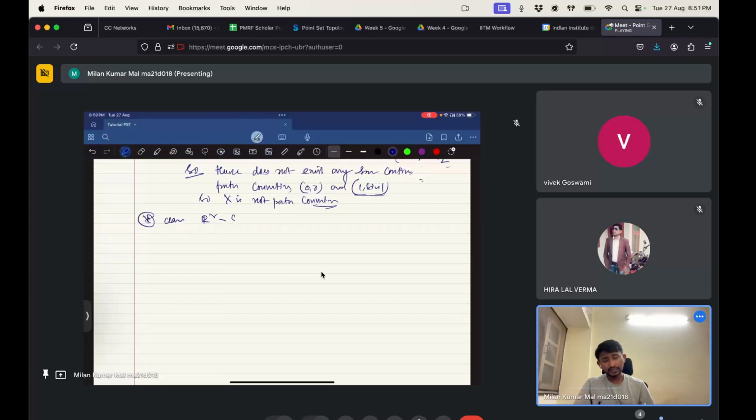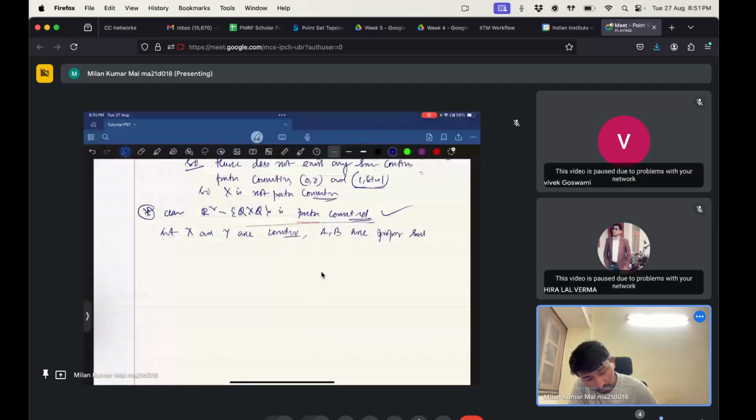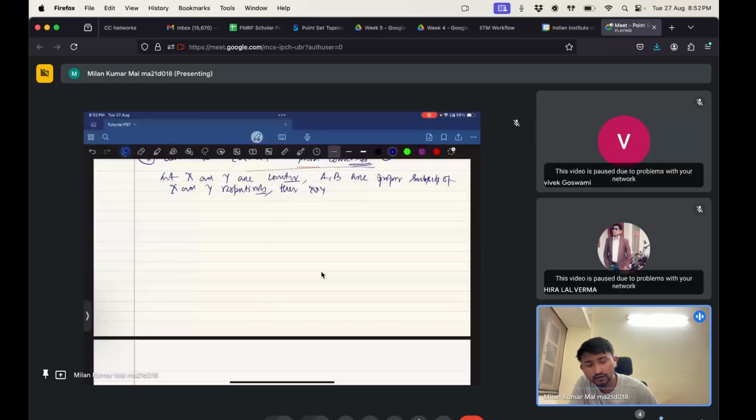Okay. You can even find somewhere whatever hint is there. I'll just give a hint here, not a more general hint. Let X and Y be connected, and A and B be proper subsets of X and Y respectively. Then X cross Y minus A cross B is connected. Okay, that is what I want to prove, right?